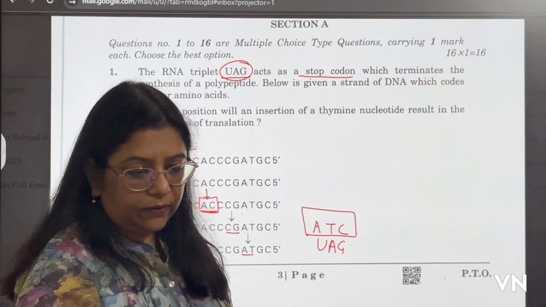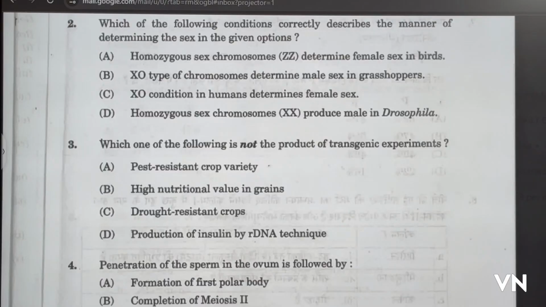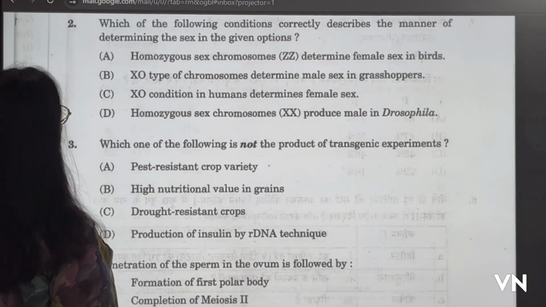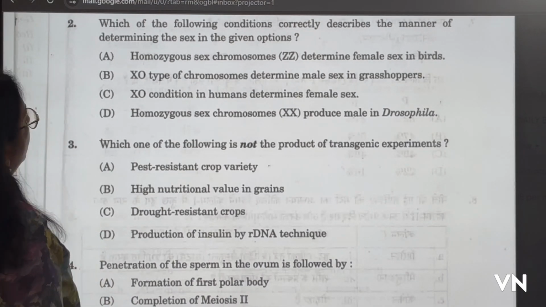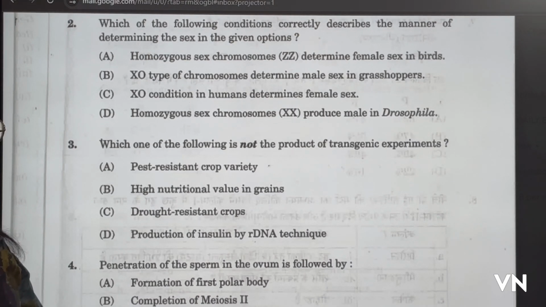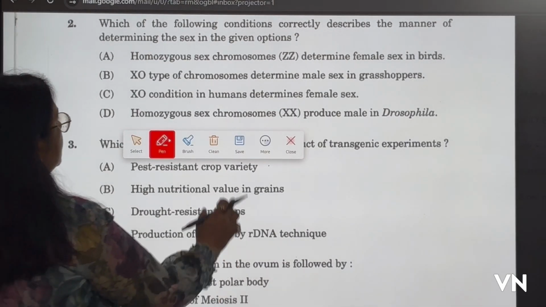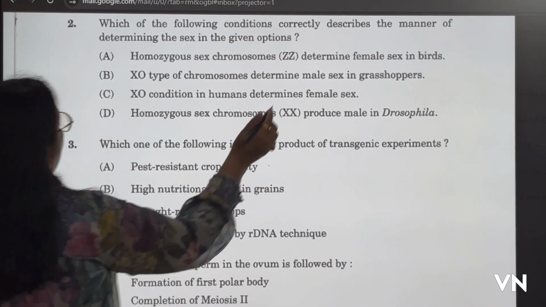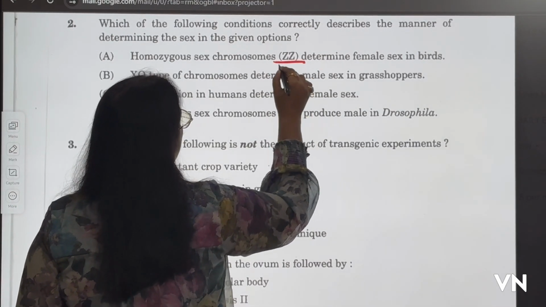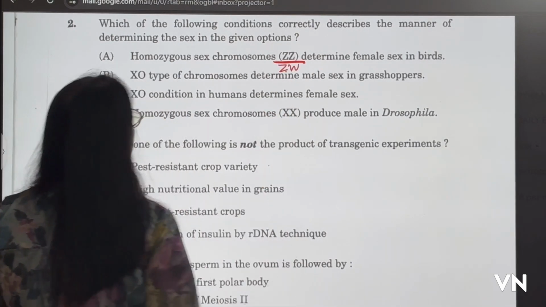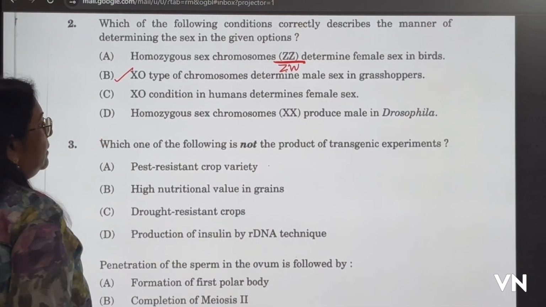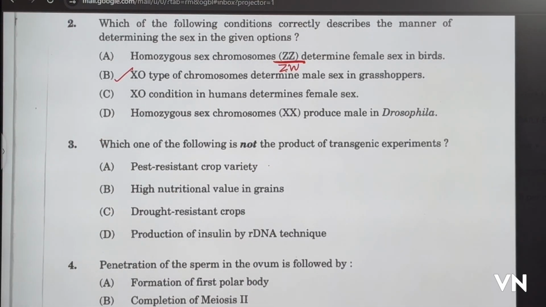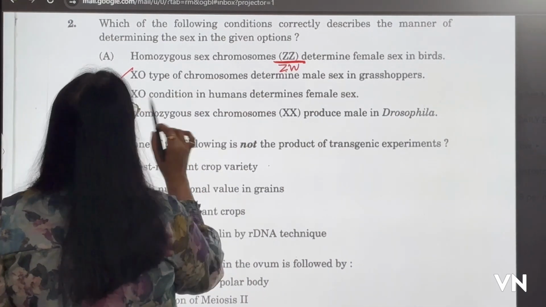Next question number 2. Which of the following conditions correctly describes the manner of determining the sex in the given options? Homozygous sex chromosomes ZZ determines female sex in birds. Homozygous will not determine, ZW will determine. Exotype of chromosome determine male sex in grasshoppers, it is correct, 17 and 18. 17 chromosomes in males and 18 chromosomes in females.